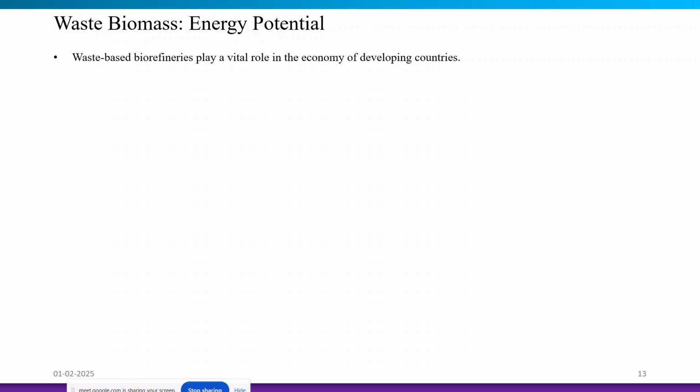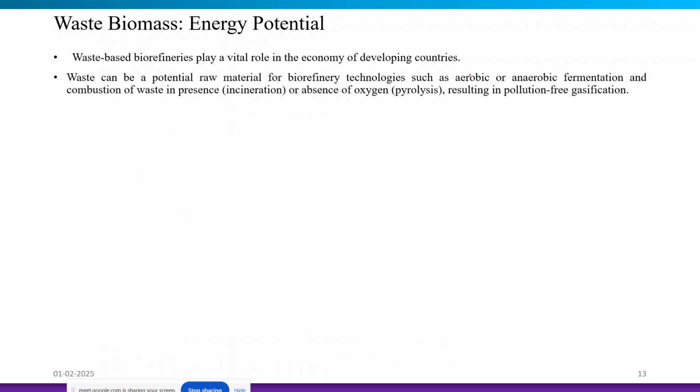Waste-based biorefineries play a very important role in the economy of a developing country. Waste can be a potential raw material for biorefinery technology, such as through aerobic or anaerobic fermentation, combustion of waste products in the presence or absence of oxygen, incineration and pyrolysis, resulting in pollution-free gasification. Mostly this kind of biomass-based waste is gasified to make liquid and gas products.